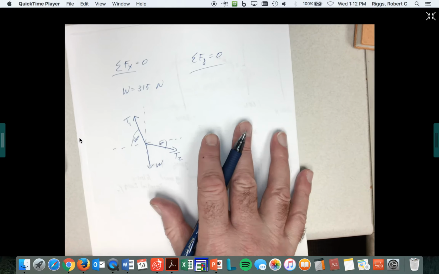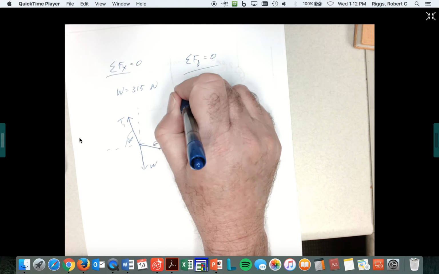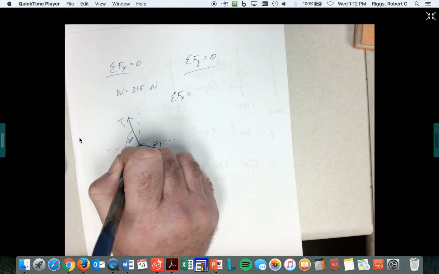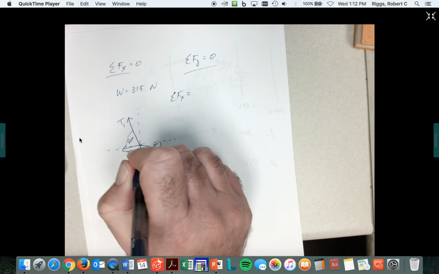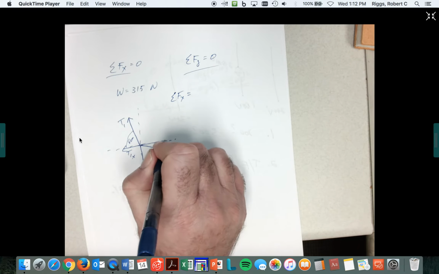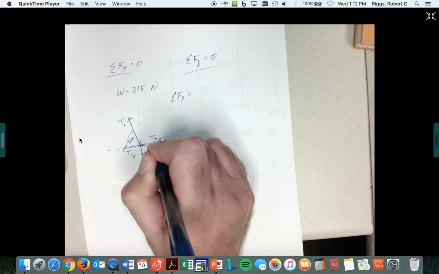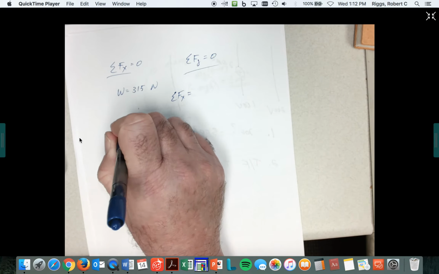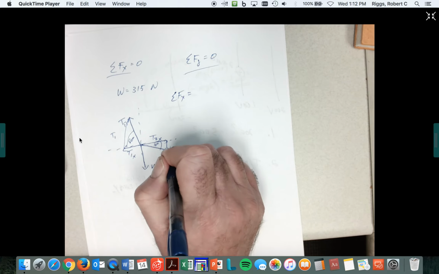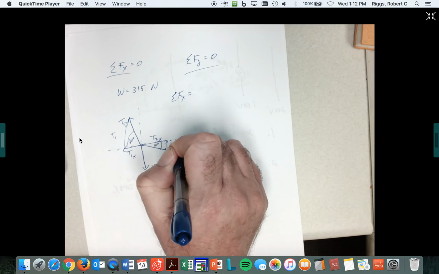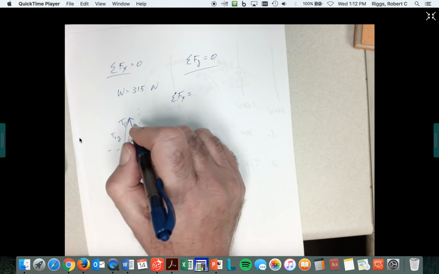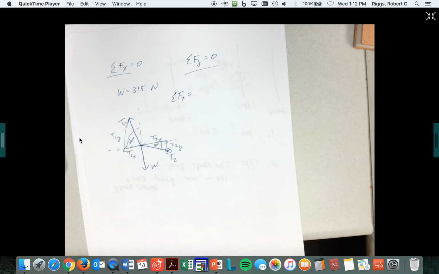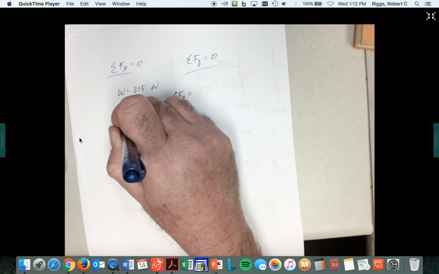Let's take the sum of the forces in the x direction equals zero for our first equilibrium equation. I'm going to break T1 into its two components, T1x and T1y, and T2 into its components, T2x and T2y. I can't measure things off the y-axis, so I set it up this way. Why did I write Ty so crooked? It's coming straight up like that.